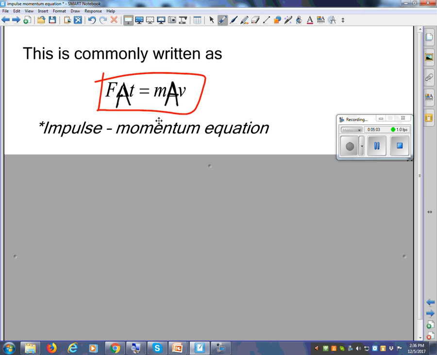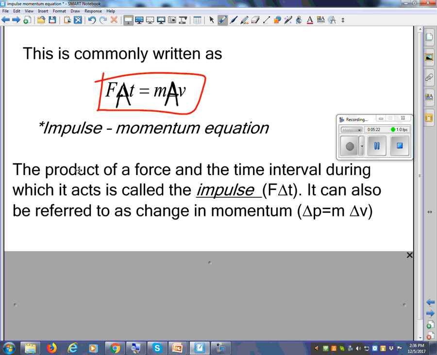You should write the deltas in there, because quite often in these situations the starting velocity is not going to be 0. So it's a good idea as a reminder. The product of a force and the time interval during which it acts is called the impulse. So the fat part, the left-hand side, is known as the impulse. Force multiplied by time is known as the impulse.